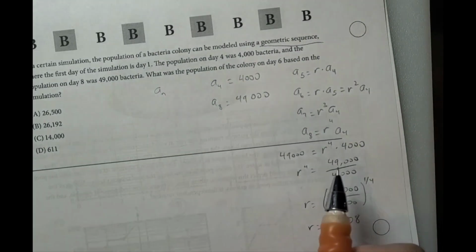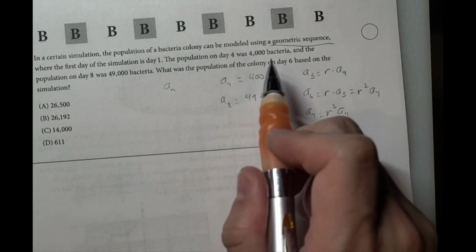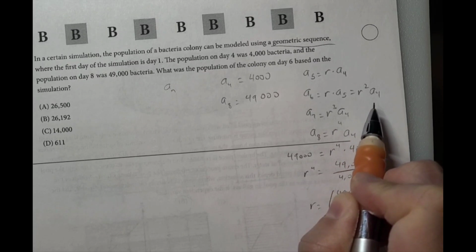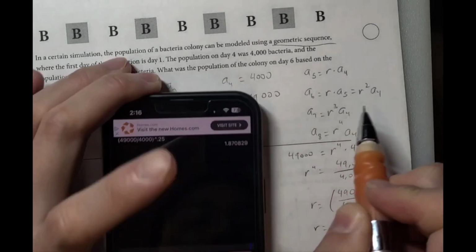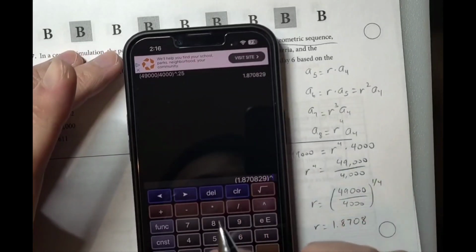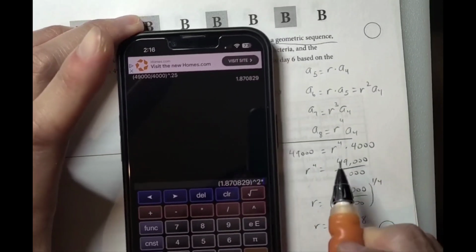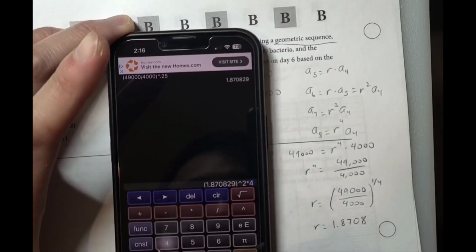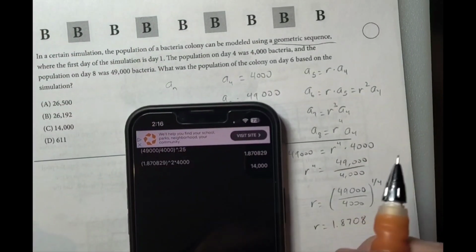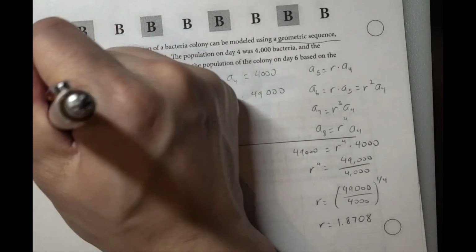So on the 6th day, we even wrote right here already, it's r squared times a4. So let's directly use this. Okay, we're going to square it times a4, which is 4,000. So our answer should be 14,000. Answer is C.